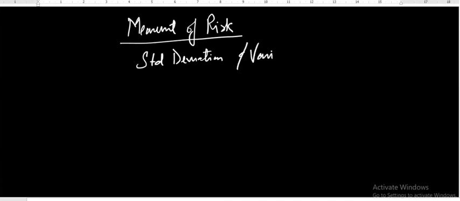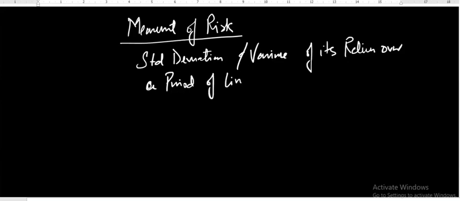Since we are dealing with a single commodity, the risk for a single commodity is measured by the standard deviation or the variance of its returns over a period of time. Notice that we have already calculated the returns on a particular security, and now we are going to measure the amount of risk based on the returns that this security is going to generate.